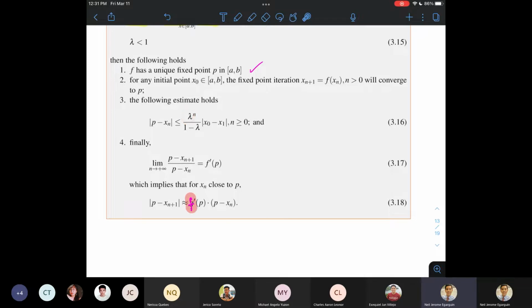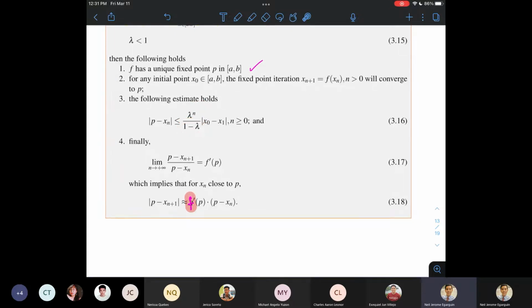Kasi yung lambda nga is a number that is less than 1. If you raise it to a large enough power, this will decay very fast. Tapos i-divide pa natin siya by 1 minus lambda. Okay? So this is a nice error estimate for the fixed point iteration. And actually this tells us na yeah, paliit ng paliit really yung error kasi nga habang palaki ng palaki si n, dito pa lang sa numerator na to, lambda to the power n, lambda being less than 1, that will decay to 0 fast. Okay? Kaya lang, I don't want to get your hopes up because of result number 4, which tells us one thing.